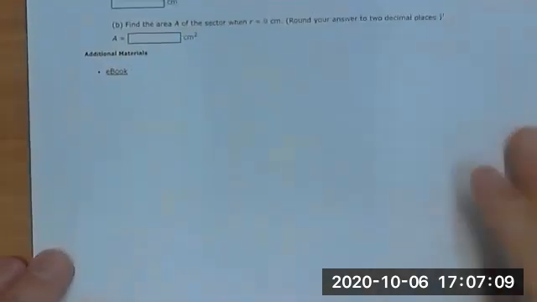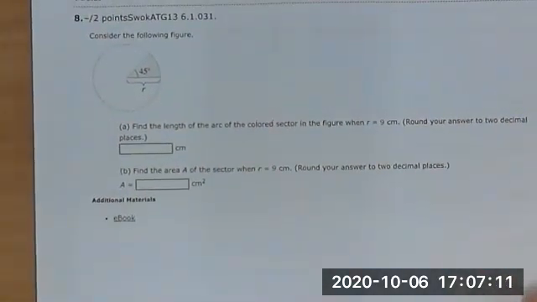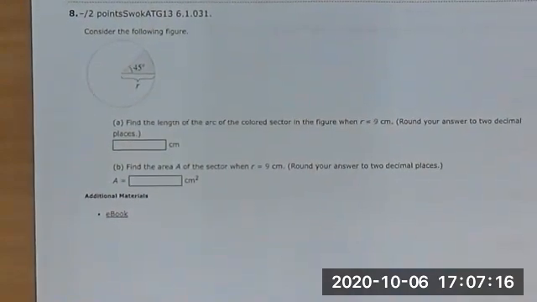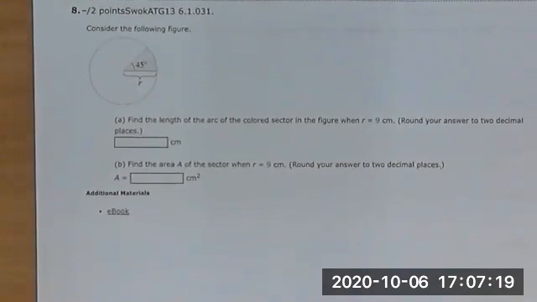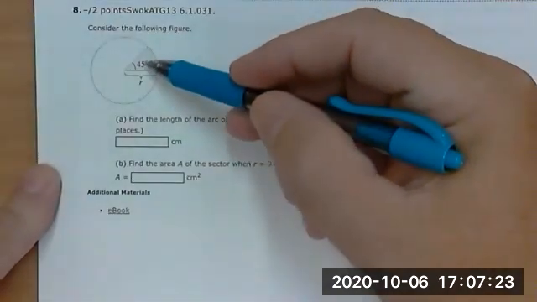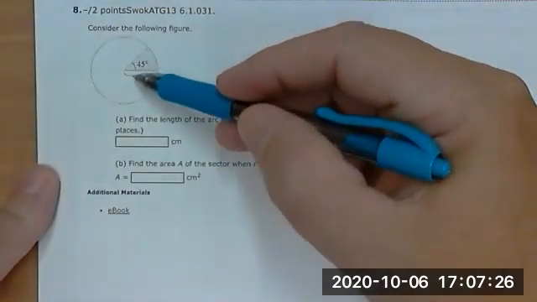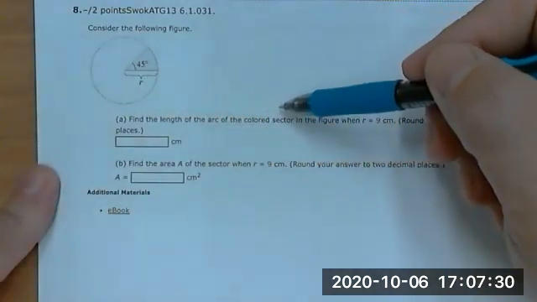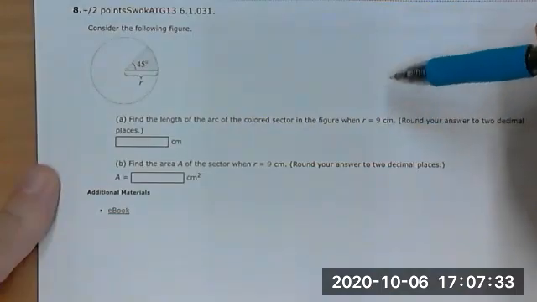Where am I? Yes, the next problem on these practice problems, problem number 8. There's 2 parts, and they actually make me use both equations in a sense. So here's a 45-degree angle. Here's a picture. They say find the length of the arc of the colored sector if r is 9 centimeters.